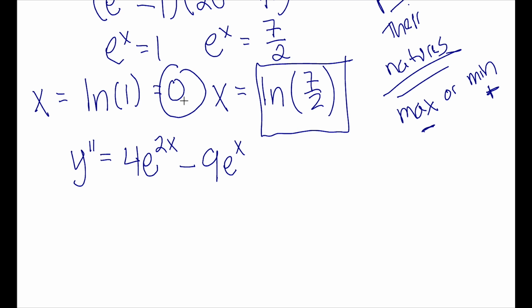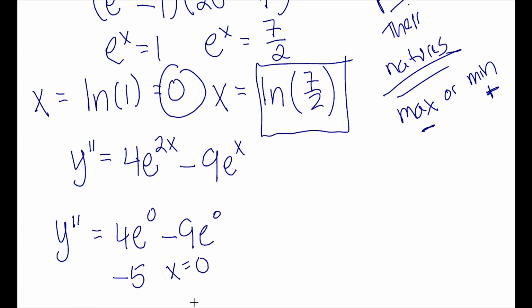We'll plug in both of these x coordinates. 4e to the power of 0 minus 9e to the power of 0 is 4 minus 9, or negative 5. So since it's a negative, that means when x equals 0, it's a maximum point.